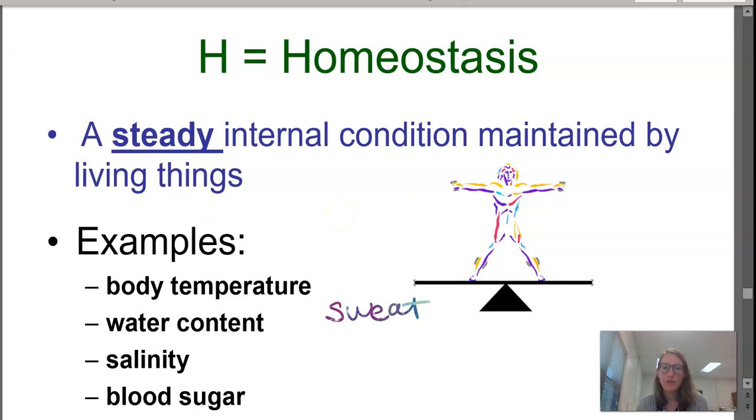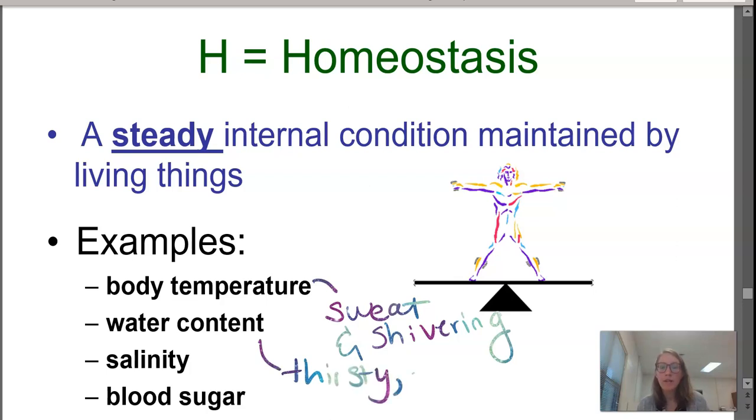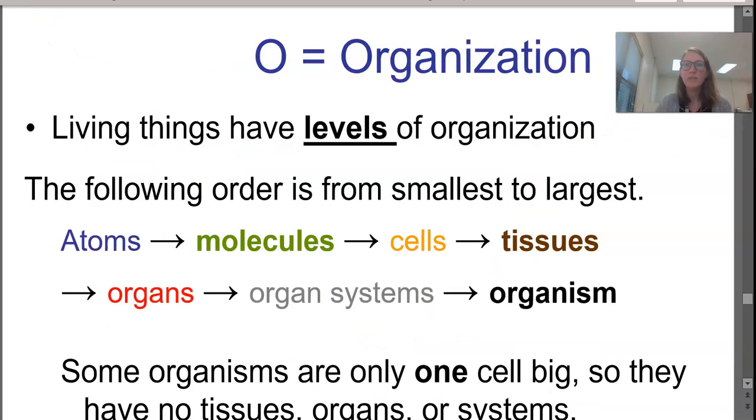So let me write those out. So sweating and shivering are examples of homeostasis. Water content: if you need water, then you feel thirsty. Okay? If you've had too much water, what happens? Then you have to pee. You've got to get rid of it. Okay? So there's lots of examples. It's a way for your body to become balanced.